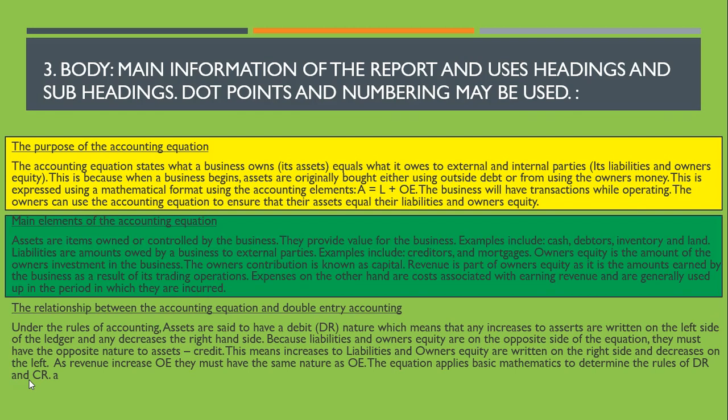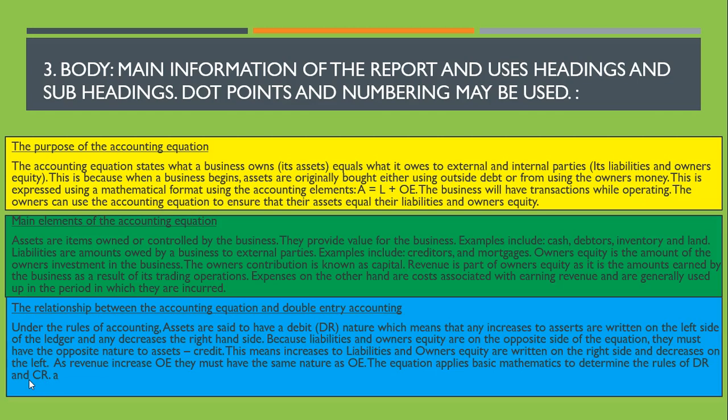You can see question 2. Question 2 is describe the main elements of the equation. We turn the question into a subheading. The subheading is main elements of the accounting equation, and then the student answers the question.